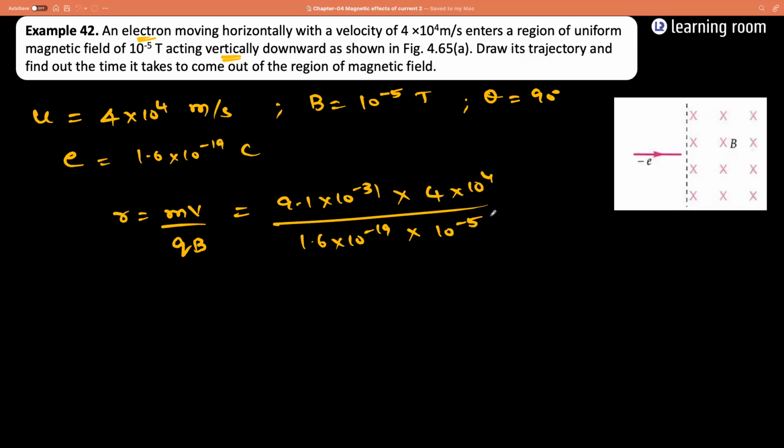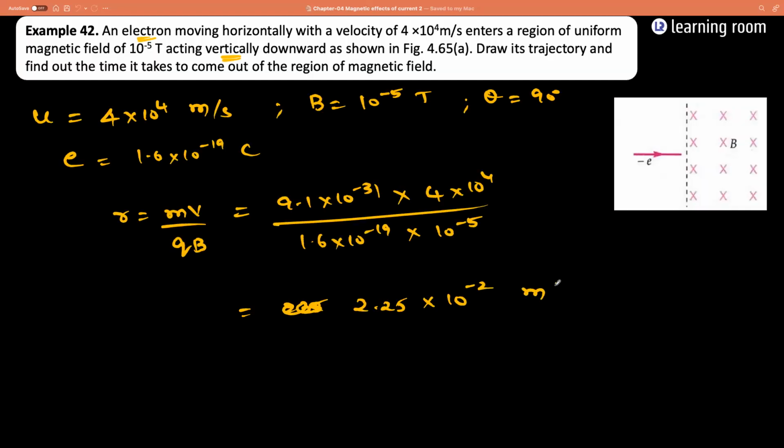So what is going to be the answer? When you quickly calculate, tell me. Sir, 225. 2.25 into 10 power minus 2 meter. It is meter, radius, sorry. So it is going to be 2.25 into 10 power minus 2 meter. That is going to be the radius.